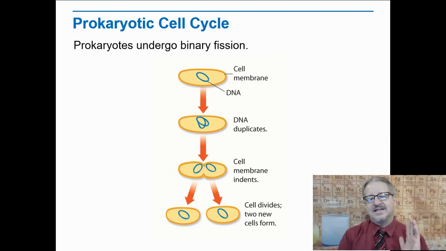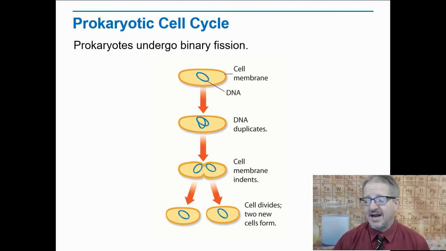Now, again, this is a simple cell cycle, even though the diagram isn't drawn as a cycle. It is a cycle because these two cells here will then go through this same process themselves. So it is a cycle, but we're just seeing one pass through the cycle. But each of these new daughter cells will also go through binary fission.